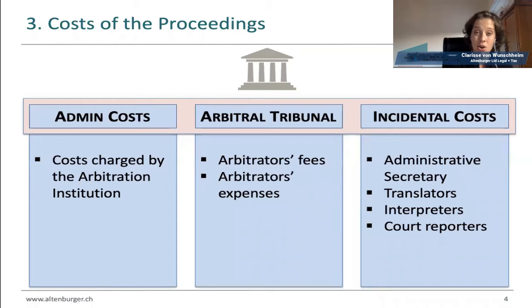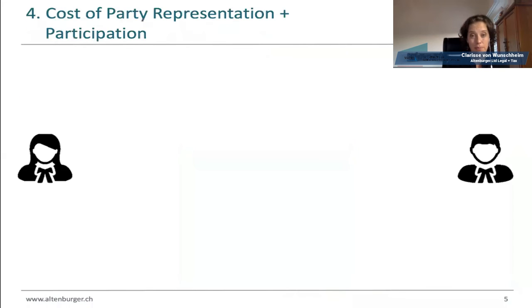Other incidental costs that will occur very often in practice and can be quite substantial actually are translation costs. So translation of documents, of course, but also interpreters at the hearings where you have witnesses or parties that need the assistance of an interpreter, and also court reporters at the various hearings to take a transcript of the hearing. So these are the costs of the proceedings with these three subgroups.